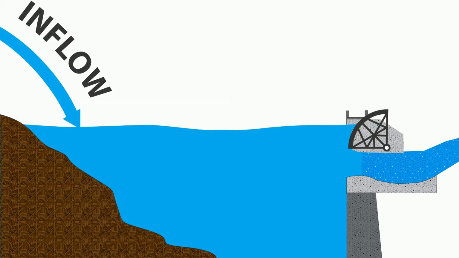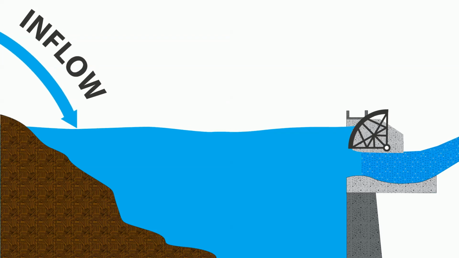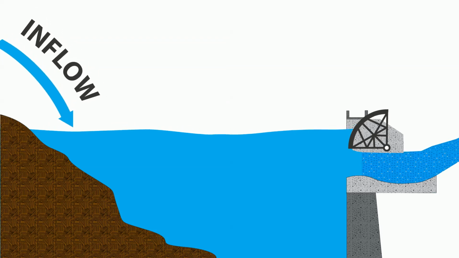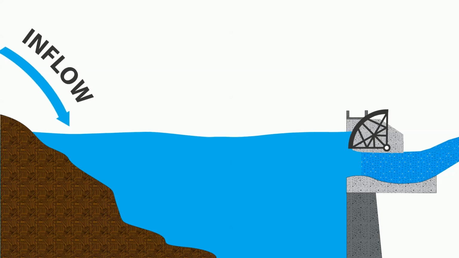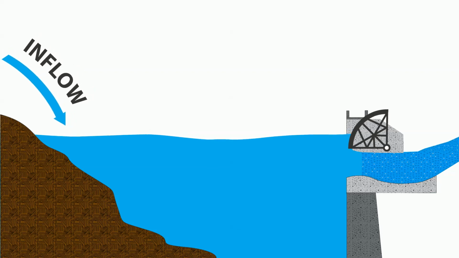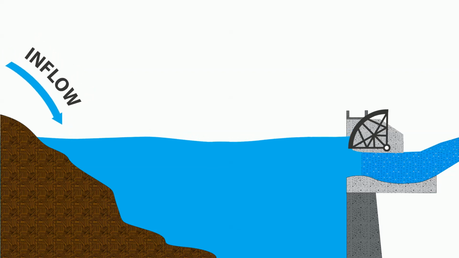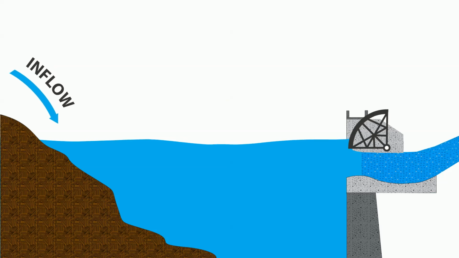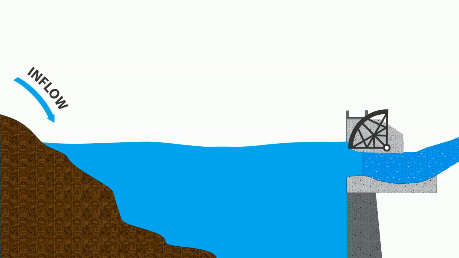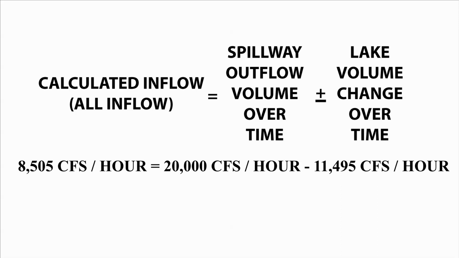When the reservoir is falling with the spillway gates open, you can see that the spillway flow must be greater than the unknown inflow. To calculate the unknown inflow in this case, start with the spillway flow and then subtract the flow represented by the volume change in the lake over time. If a spillway flow is 20,000 CFS and the lake falls 1 foot in 1 hour, what is the unknown inflow?